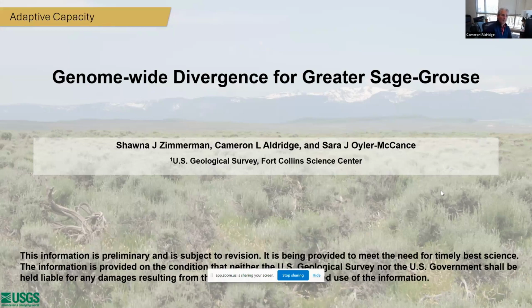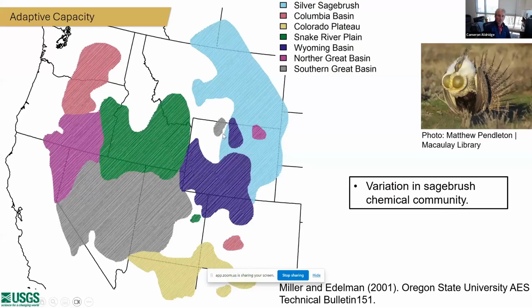So I'm going to switch my last little piece here to talk about genome-wide divergence for greater sagebrush. As I mentioned, this is work that Shauna Zimmerman is now leading with Sarah Oler-Marcantz, who's a great molecular ecologist here at Fort Collins Science Center. So we know that the sagebrush community is variable across the range. Janet alluded to that in some of her last slides.